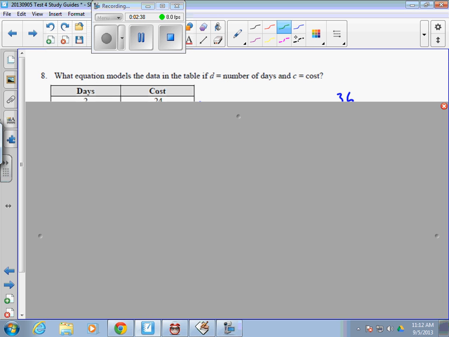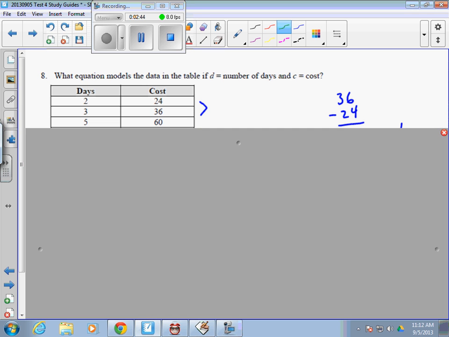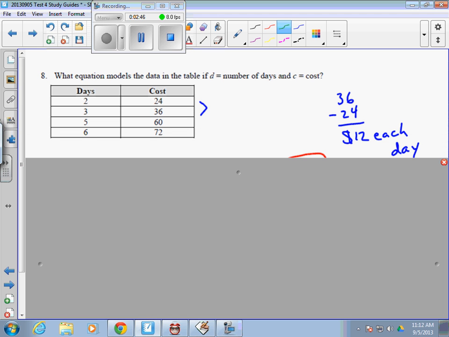Number 8, you're doing the exact same thing, except instead of them telling you how much it is per day, you just have to figure it out going from one day to the next. If you look from day 2 to day 3, it goes up from 24 to 36. That went up 12. Notice it jumps up 2 days from 3 to 5, but if you look from 5 to 6, it goes up 12 as well. So it winds up being $12 each day.